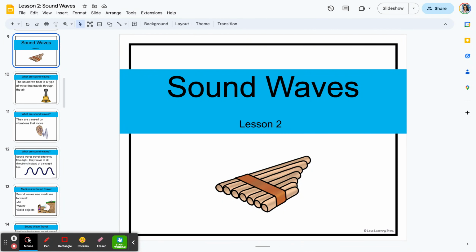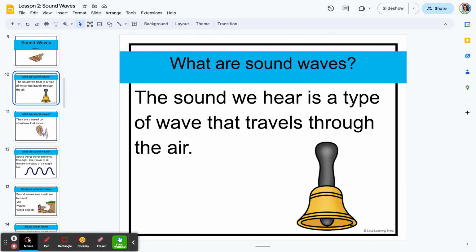Okay, today we are going to be learning about sound waves. Now, you did review what waves are in general, but we are going to go deeper into what sound waves are, what they look like, and even some examples. So, what exactly are sound waves?